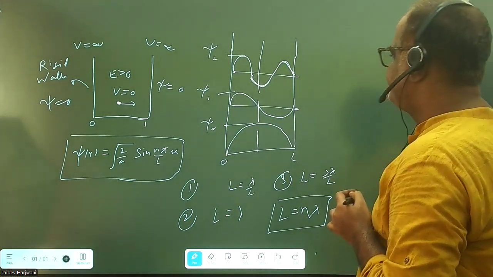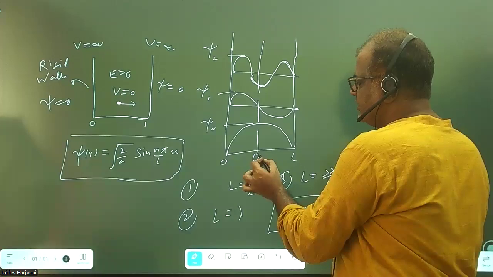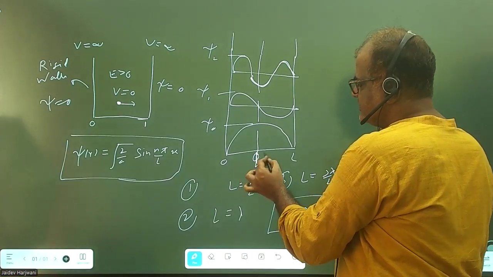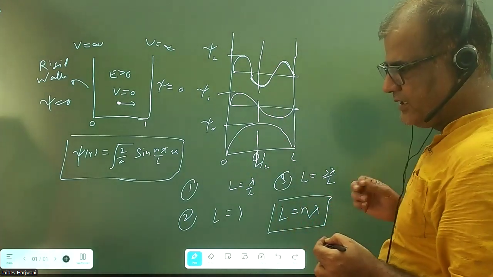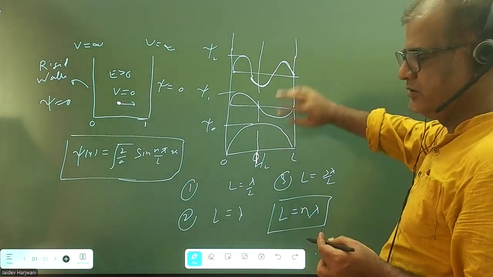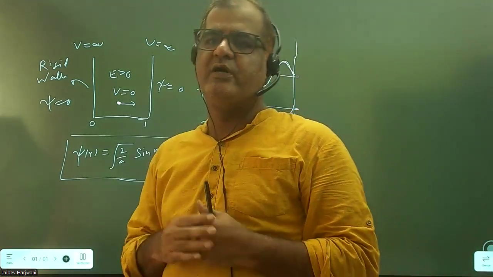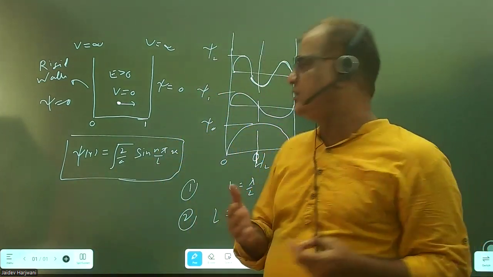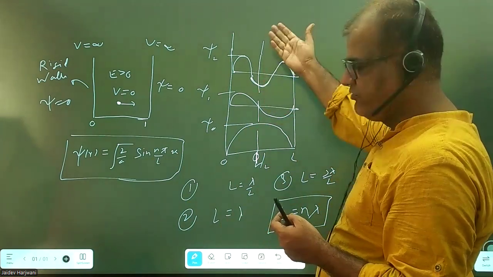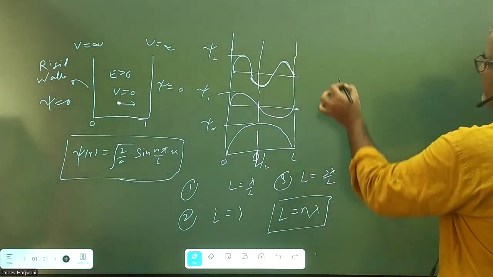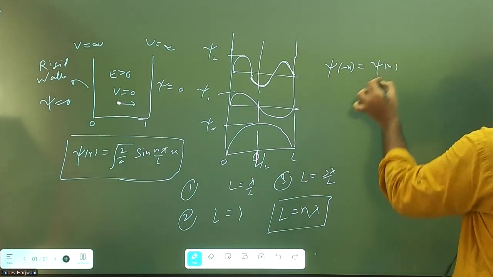And we see these with respect to the center of the well. With respect to the center of the well, these functions are either even or odd. In quantum mechanics, whenever you have a symmetric potential, your wave functions are either even or odd. So this is the even function, this is the odd function, then this is again an even function. Even function means if you take psi of minus x, it will always be equal to psi of x.